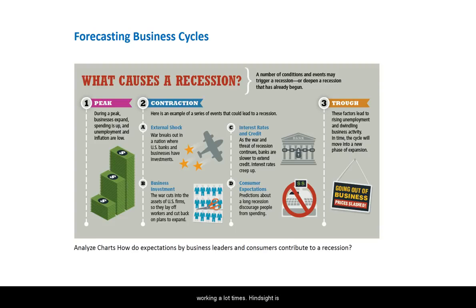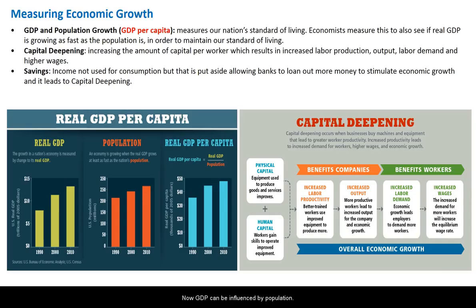A lot of times hindsight's 20/20, but we try to look at these things like GDP, like the unemployment rate and things to try to kind of figure out where we are in this business cycle. And so you can kind of go through this and see a good example of how this all may come together. Now, GDP is going to be influenced by population.